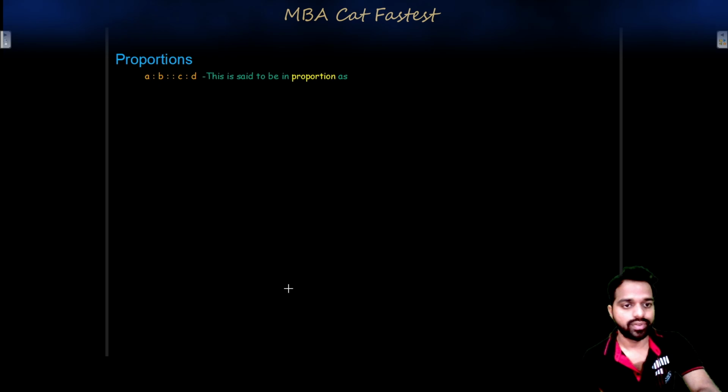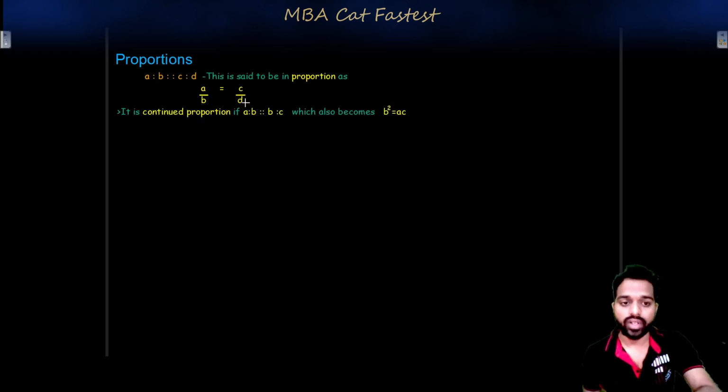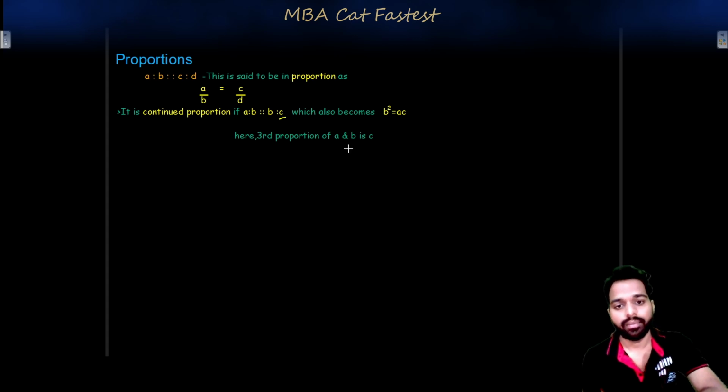Now, moving on to proportions. Proportion is said if A is to B is in proportion with C is to D, means A by B is equal to C by D. It can also be said that if C is replaced by B, which means A is to B is in proportion with B is to C, this means it is a continued proportion, which also becomes B square is equal to AC, because if this C is replaced by B, it will become B square, and since D is replaced by C, it becomes AC. So B square is equal to AC. This also means if A is the first proportion, B is the second proportion, C becomes the third proportion of A and B. Right?